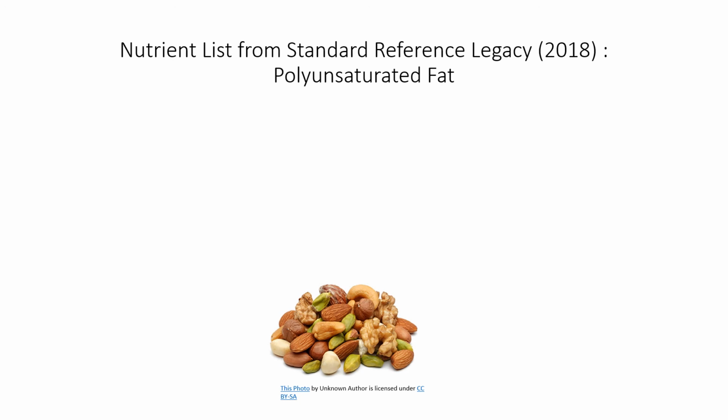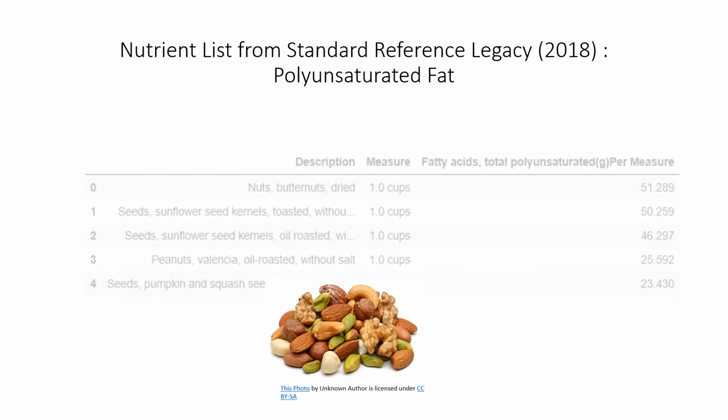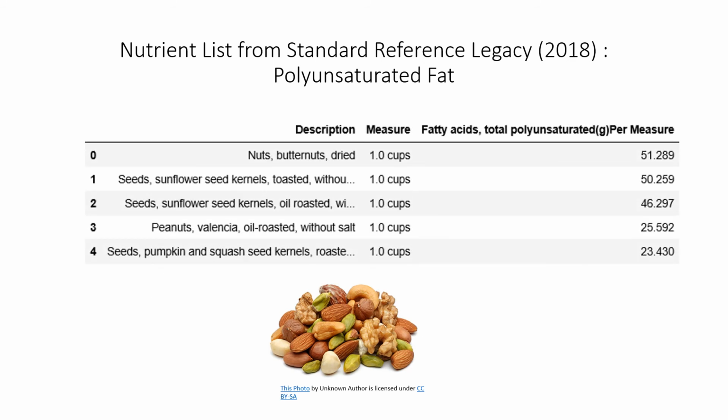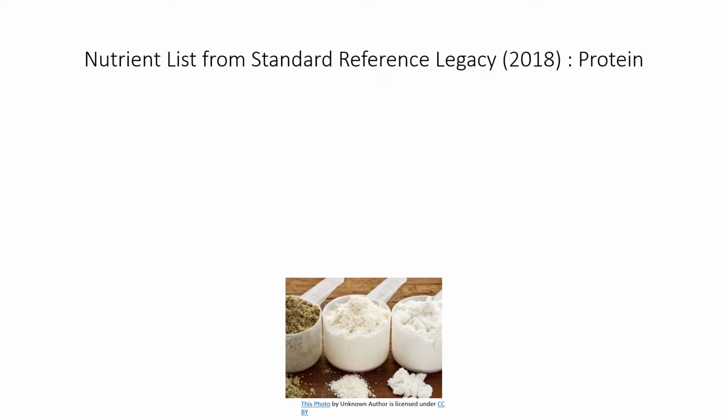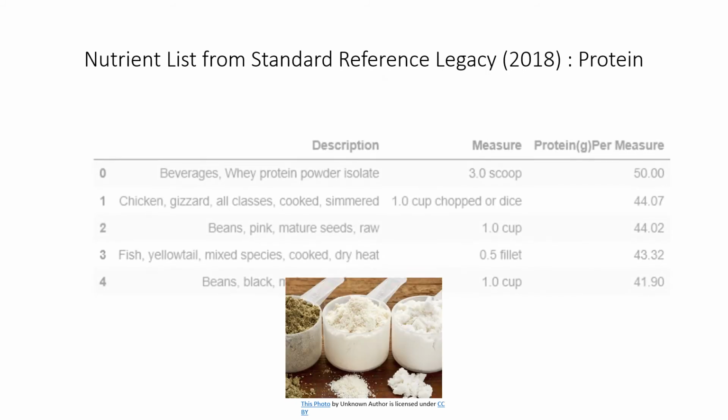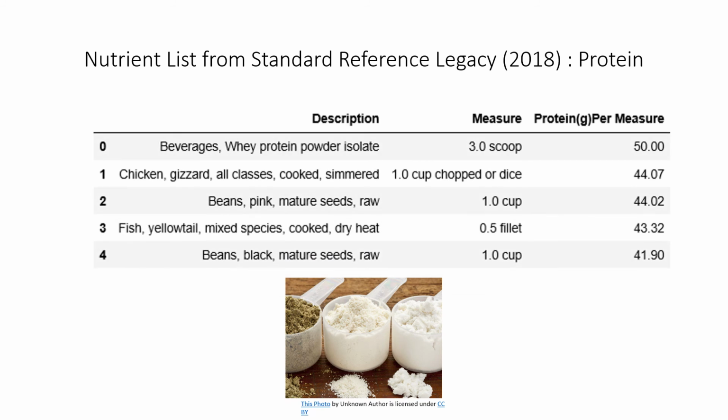The next value is the polyunsaturated fat from the SRL legacy. Let's see. Nuts. Obviously the picture reveals it all, but it ranked at a total of 51, followed by seeds very closely. The next is on protein. Interestingly, protein in chicken is less than 3 small scoops of whey protein.